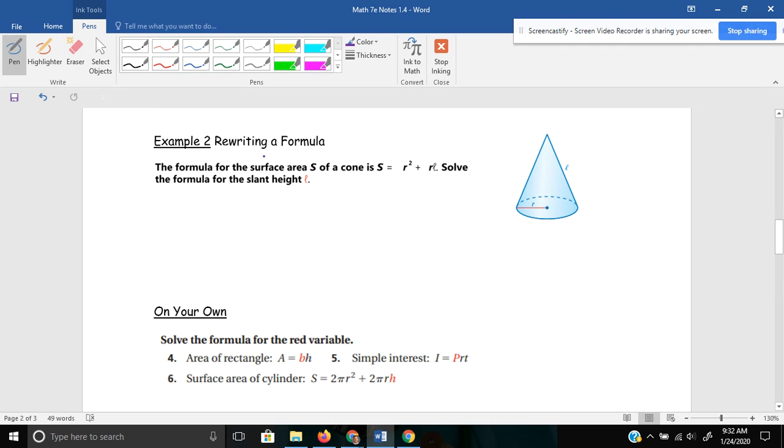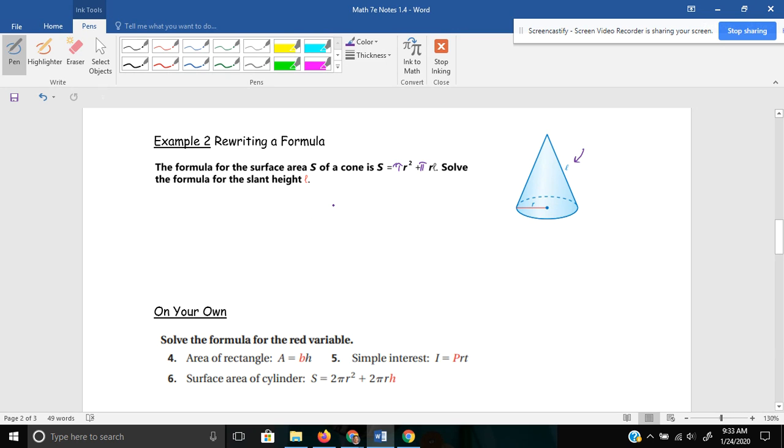All right. Now, for example 2, we get a little bit more into formulas. So it says the formula for the surface area S of a cone is S equals pi r squared. Oops, sorry, I don't have that pi symbol, must not have carried over. Pi r squared, you might have to write that in your notes as well, plus pi times radius times length. Solve the formula for the slant height L, which is right here.